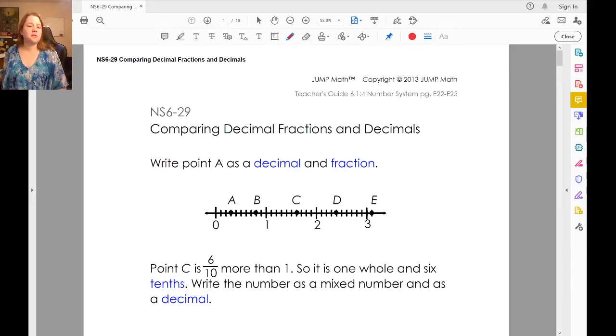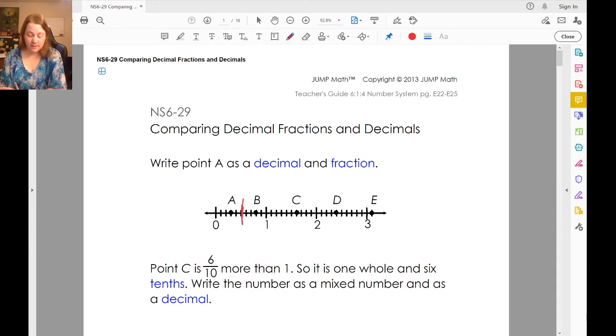This video is going to talk about comparing decimal fractions and decimals. They want us to write point A as a decimal and a fraction. I can see that we start at 0 and we have 1, 2, 3, 4, 5, 6, 7, 8, 9, 10 lines in there. So we have 10 sections. So this would be half right at this line.